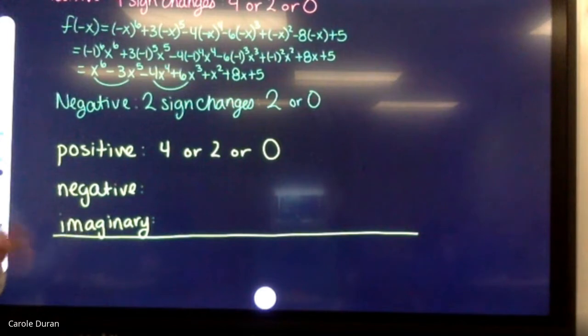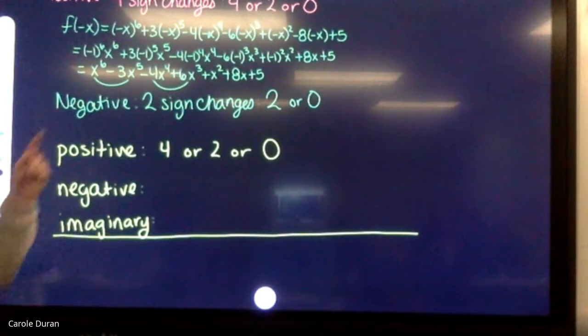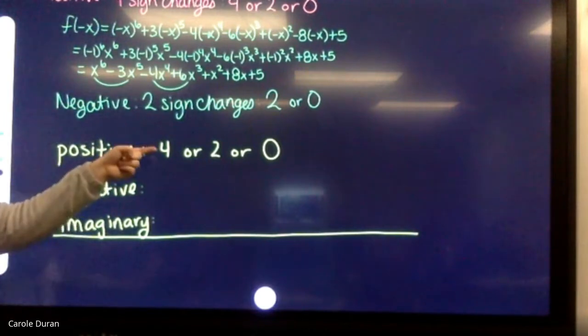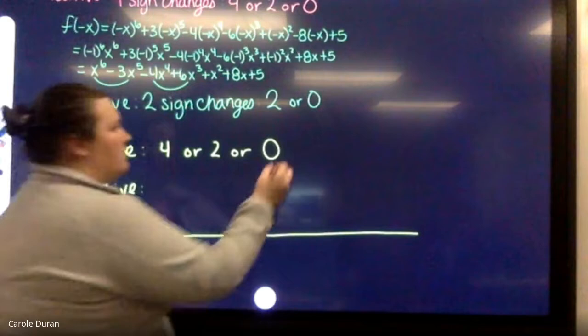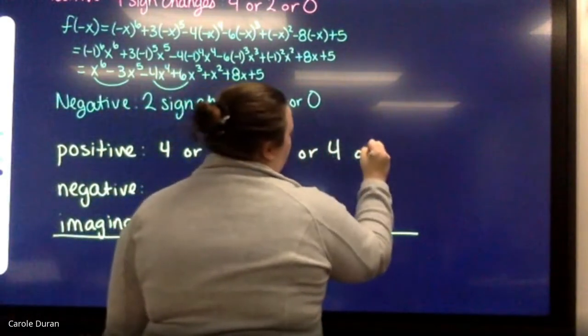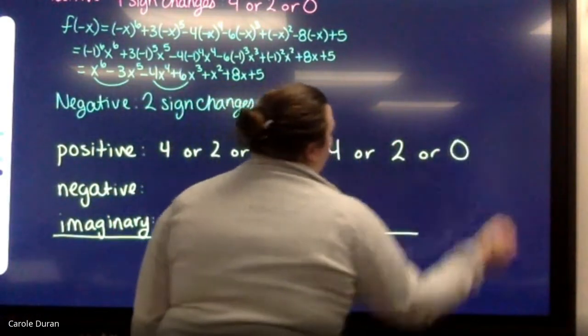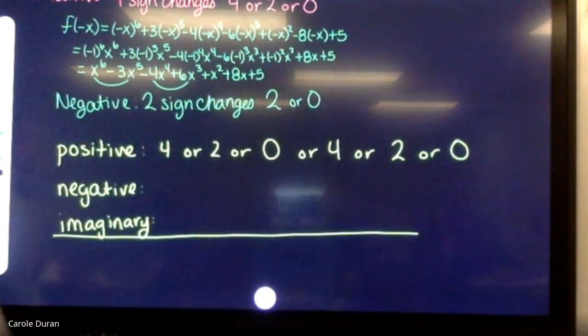We sometimes have to repeat that list of possible positive values depending on how many negative possibilities I had. So how many negative possibilities do I have? 2 or 0. So that means this list has to be repeated twice. So I have 4 or 2 or 0, and I repeat that, 4 or 2 or 0, because I'm going to be testing each one of these at each of my negative possibilities. So the number of negative tells me how many times I repeat my positive list.